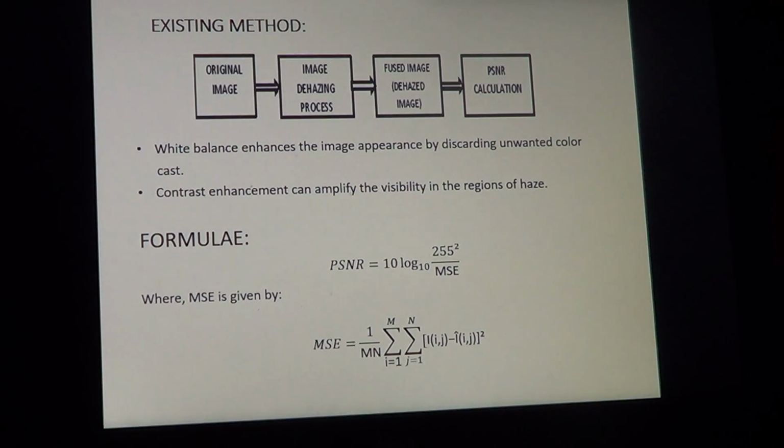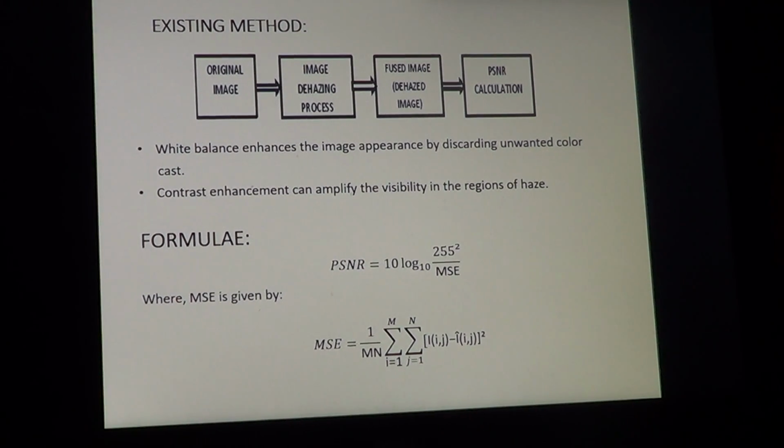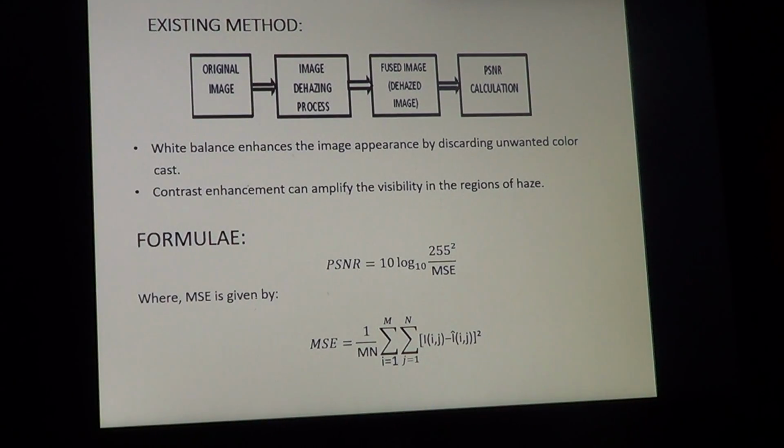So this is the original existing method. First, the original image is taken and subjected to the image dehazing process. And as we said, in image dehazing we are performing two methods, white balancing and contrast enhancement. In white balancing, what it does is enhance the appearance of the image by discarding the unwanted color cast present in the image. And the next one, color contrast enhancement, just amplifies the visibility of the image and it also removes the haziness present in it. And finally, by performing the fusion process, you are going to get the fused image, which is the dehazed image.